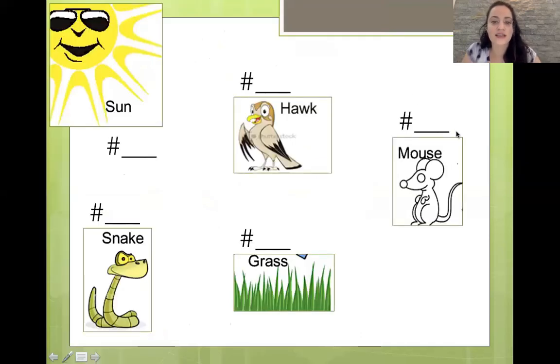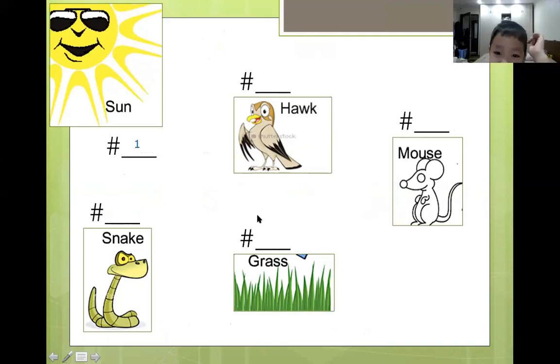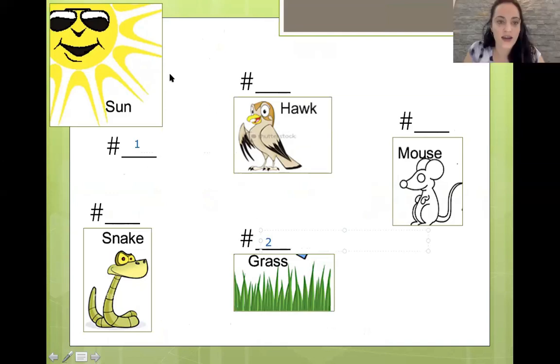Okay, let's put these in number order. What is the first thing in the food chain? Where does it start? Susu? The sun. Excellent job. What would be the second thing? What's the next thing in the food chain? Banana? Grass. Very good. And the third thing?